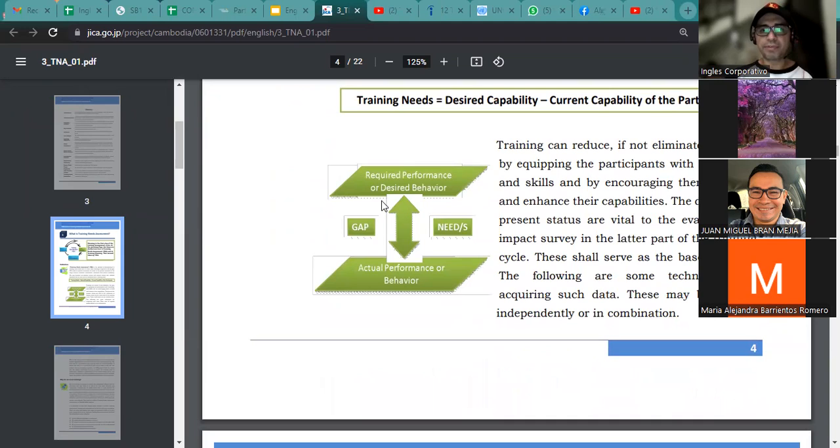It says required performance or desired behavior, because sometimes it's either or, right? Required performance, so it's like sales, you have a ratio, or in production, or desired behavior, that people work more in team, or they are able to manage crisis in different ways. So things like that. So we identify the gap, that is the need, and then we move them to the actual performance or behavior. The next one is for Juan Miguel.